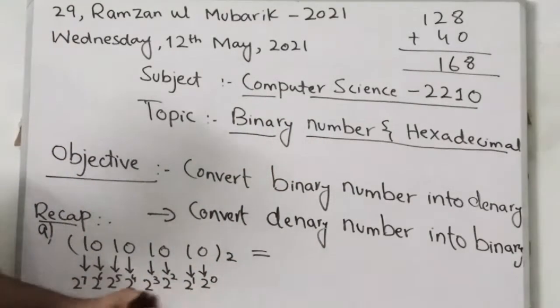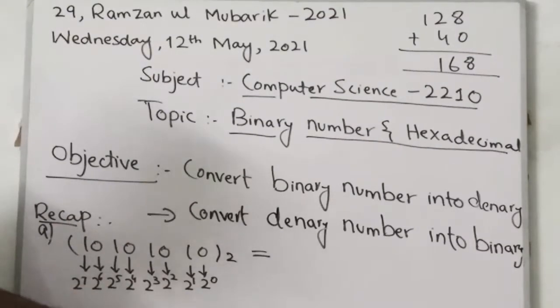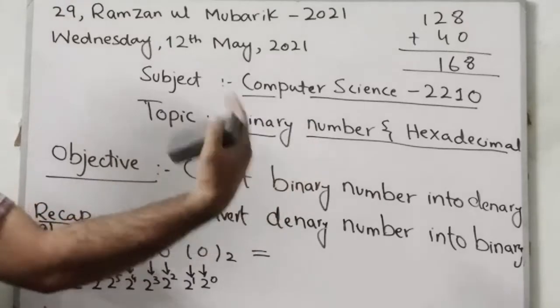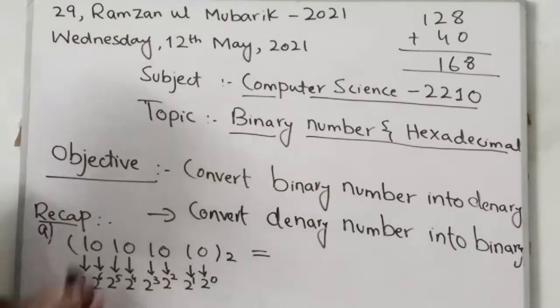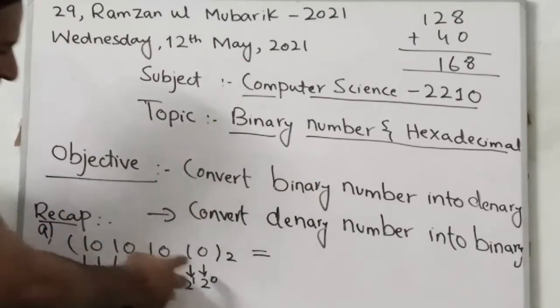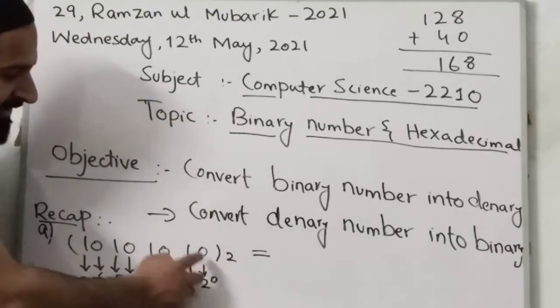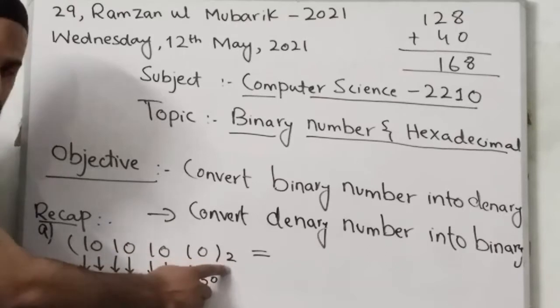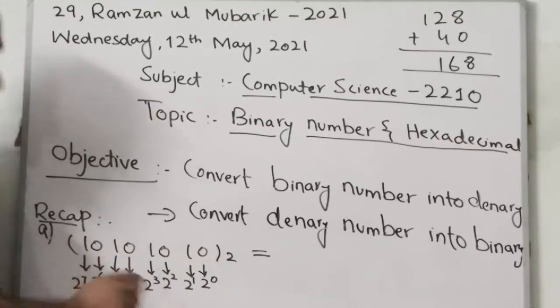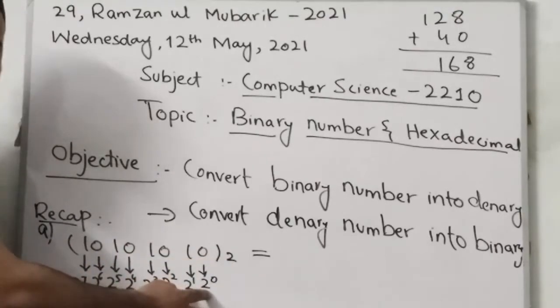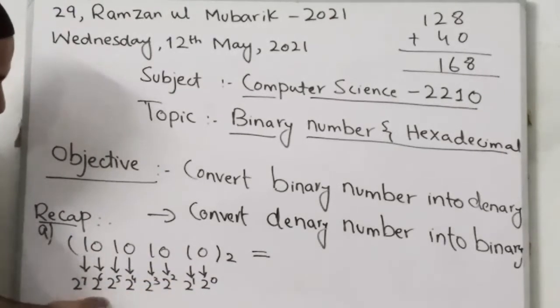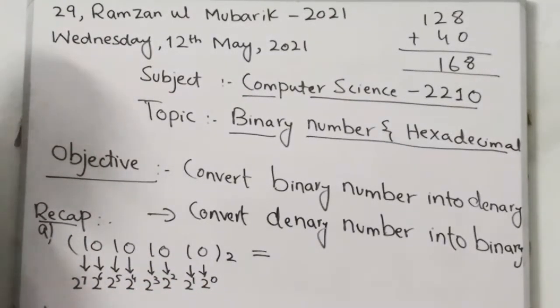There is another way to convert a binary number into denary. For example, we start from the right side and then move towards the left side. This is base 2. We need to multiply each digit with base 2, and then add them. So this is 2 power 0, this is 2 power 1, 2 power 2, 2 power 3, 2 power 4, 2 power 5, 2 power 6, and 2 power 7. This is the easiest way.